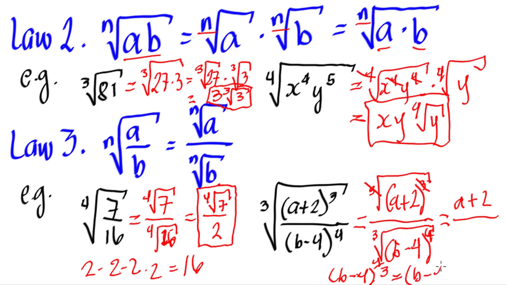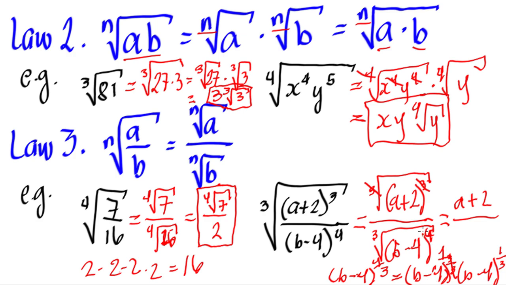b minus 4 raised to 3 over 3 times b minus 4 raised to 1 over 3. Okay, if we're going to do that, the 3 over 3 here will become 1. So this will cancel out, meaning this is going to become just b minus 4. And then the other one over here will become the cube root of b minus 4.